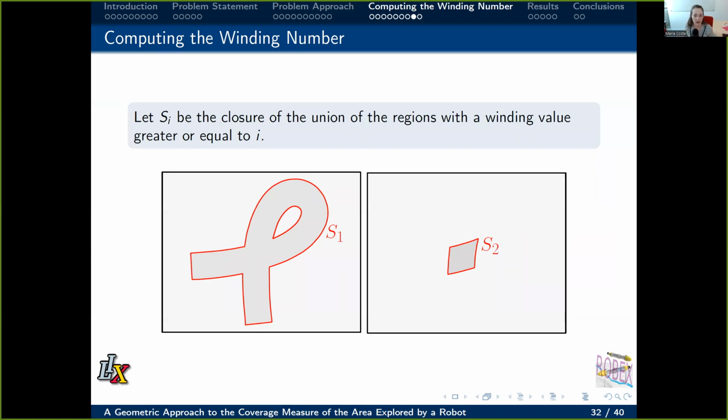Okay, so now that we numbered all the regions, we are going to create some sets using these regions. I call the sets S_i, and a set S_i is the closure of the union of the regions with a winding value greater or equal to i. So in the previous example, we would have two sets. First, the set S1 with all the points that were explored at least once. And then we have this other set S2 with all the points that were explored at least twice. So we have these two sets for the previous example.